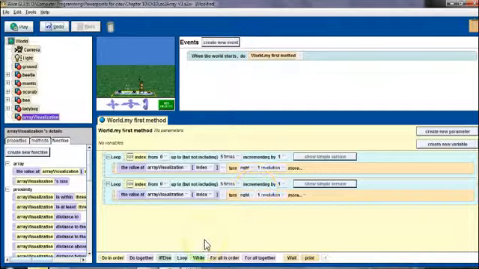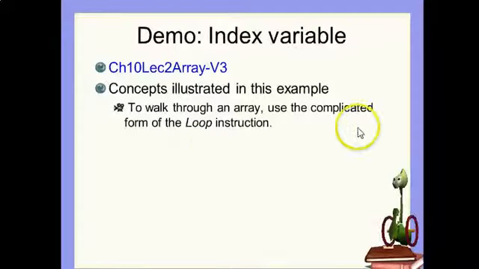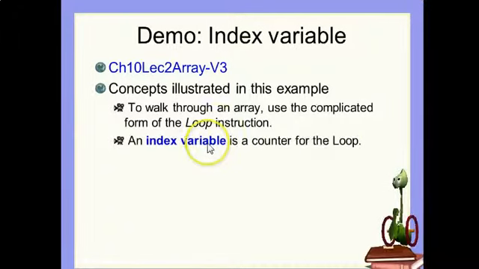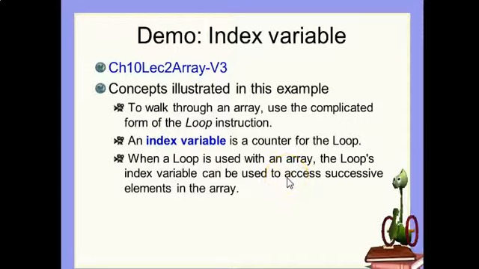Okay, so what are the concepts you just learned? We just used the complicated form of the loop instruction. It's really easy. Most of it is built in for you. You use the index variable that comes with the loop, and you can drag it into let the array thing do it. So when you have a loop with an array, you can access successive, meaning in order, elements of the array. And that's it.